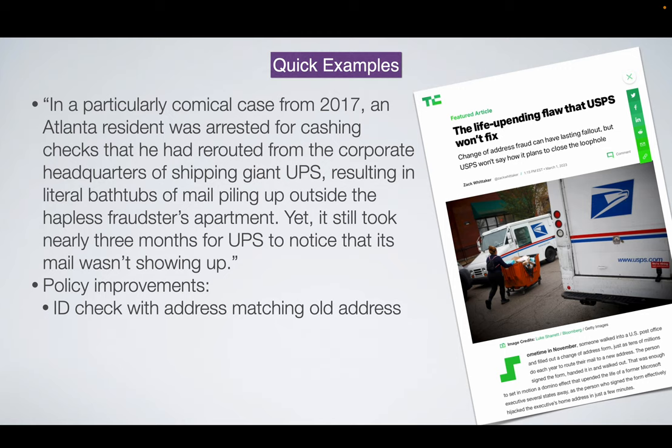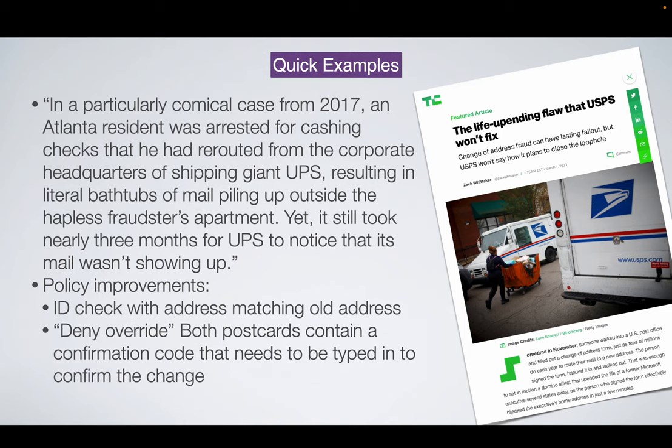Actually, there's two things. So one thing is, as soon as you submit the form, you could do an ID check. Like, is the old address match the identifier of this person? That would stop a lot of this. And the other thing you could do is a deny override, which says that the person has to get the postcard, then they actually have to opt into it. So they have to get the postcard, they have to actually phone in and say, yes, I do want this change, then you actually implement the change, okay?